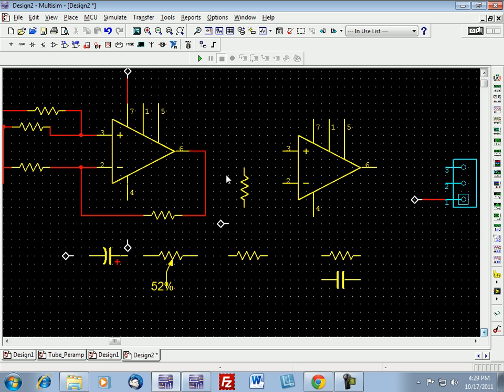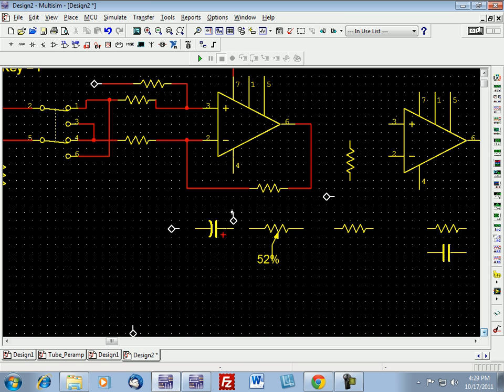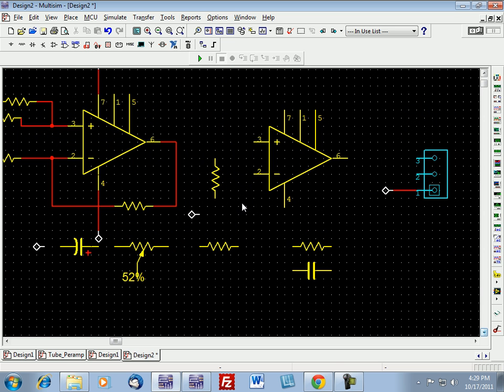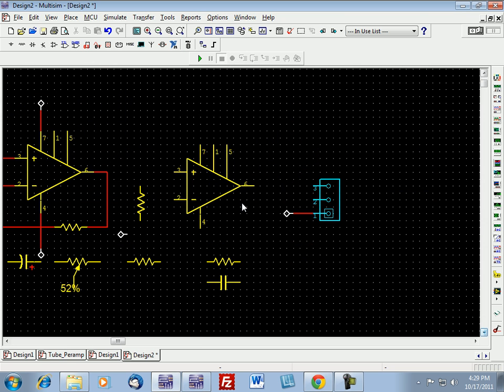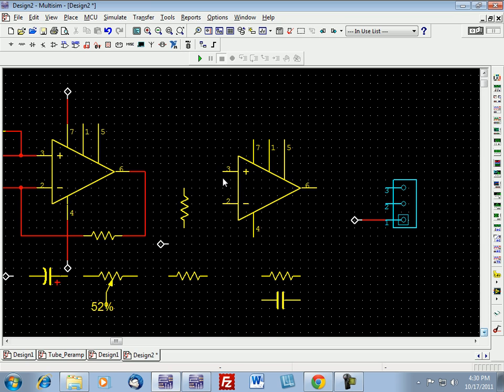This section of the amplifier is what maintains a balanced input. This section of the amplifier is what controls the buffer stage, the output stage. It controls gain.